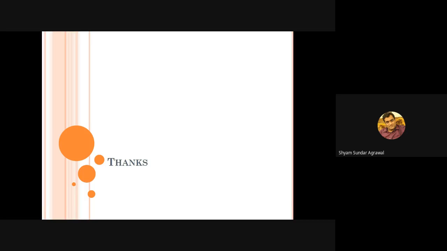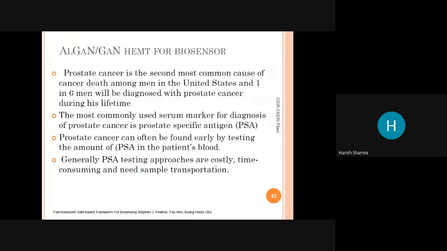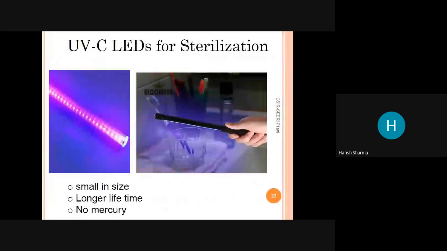Any participant, if you want to ask something? Hello, sir, I have a question. Myself Hari Sharma from Engineering College, Ajmer. Sir, UVC light is used for disinfection. So, is it harmful for a mobile camera or not, if we are disinfecting our mobile phone?